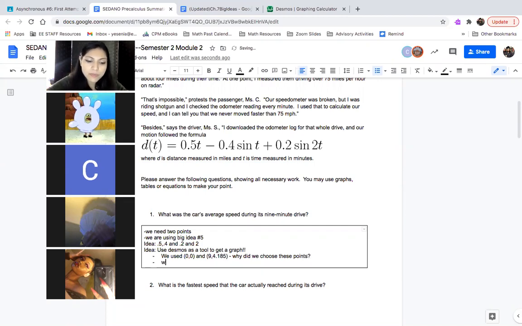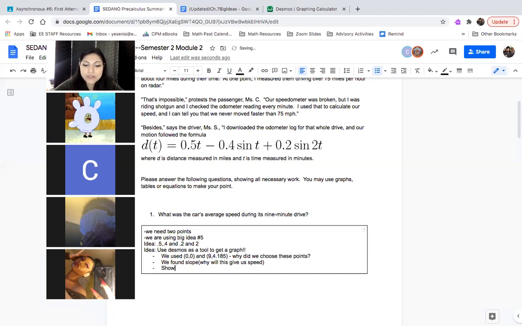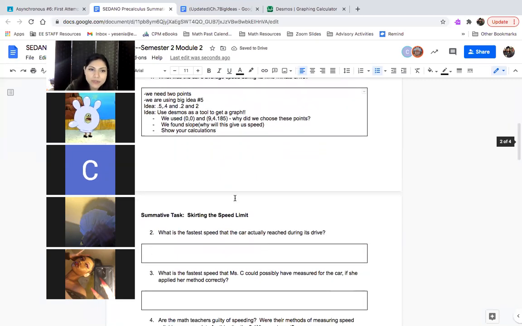Next, we found slope. Think about why this will give us speed. And again, the answer to that is in your big ideas on why the slope does give you speed. And after that, you just go ahead and put your answer, enjoy your work. So show your calculations. Yeah, those are the tips for number one. Now let's go on to number two.